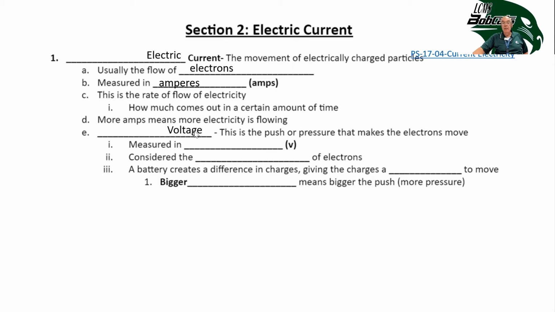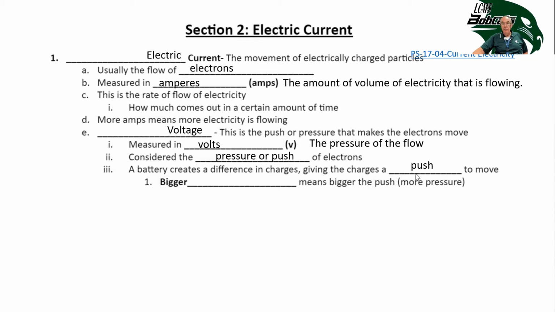And the next way electricity is measured is voltage, which is the push or the pressure that makes the electrons move. Okay. It's measured in volts. And it's considered the pressure or the push of the electrons. So a battery creates a difference in charges, giving it a push to move. The bigger the voltage means the more push or pressure.